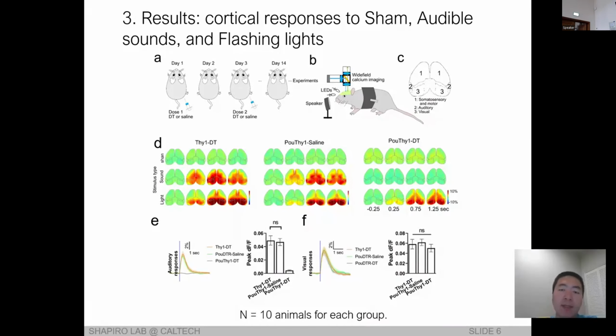And indeed, you can see a representative example from each group. It's clear that sound causes auditory responses for the C1 DT and C1 saline groups, but not for the Pou-C1 DT groups. Further statistical analysis in E suggested that auditory responses in Pou-C1 DT were eliminated while the visual responses to flashing LED lights were not affected, suggesting that the toxin has successfully deafened the mice without causing any damage to the visual system.